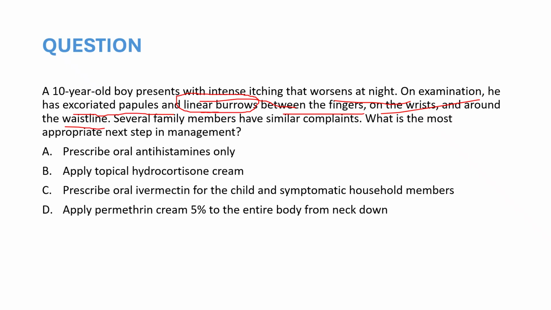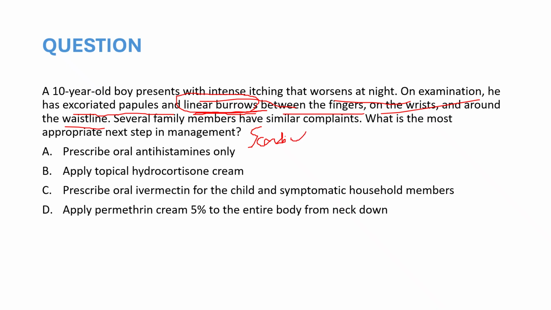So the intense itching that worsens at night, the distribution, you can see it is between the fingers, wrist, around the waistline. And there are linear burrows, a characteristic and pathognomonic finding you see in scabies. And there are multiple family members involved, because scabies usually spreads from the bed, and it's usually spread in hostel rooms. When you are cohabitating, you can have scabies. So what is the most appropriate next step? You have diagnosed it as scabies, so what is the treatment of choice in scabies? That is the question. So you can see the options.